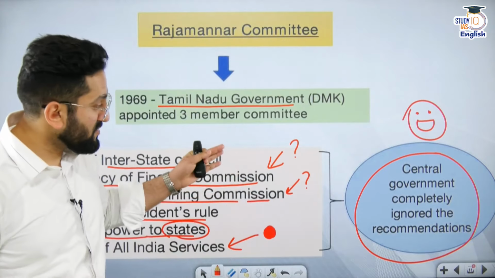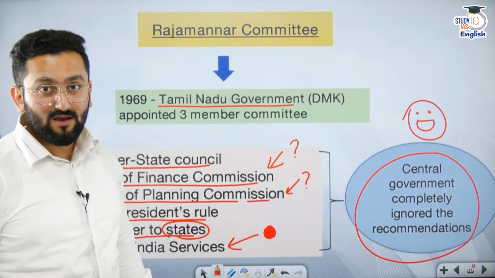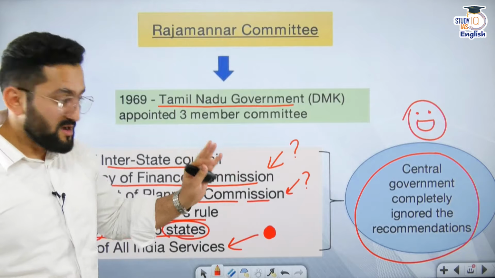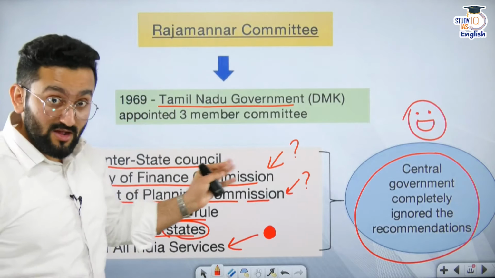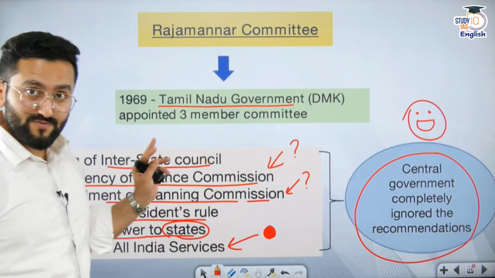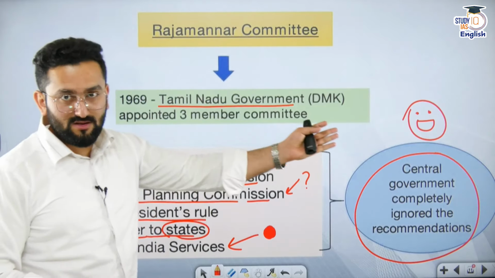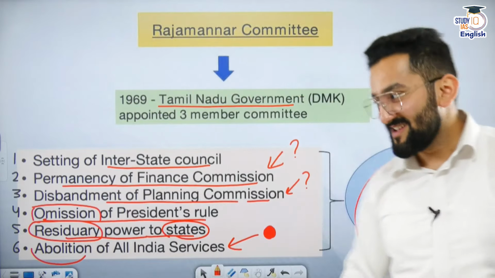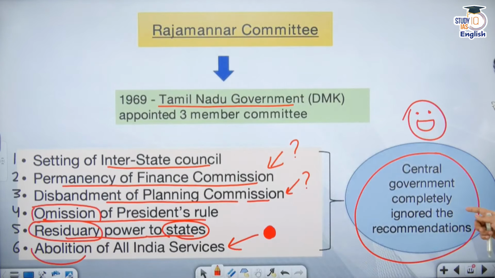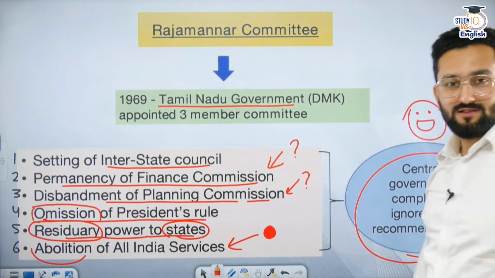Now see the quantum of change they were asking. Remove president rule, remove all India service, disband or just remove planning commission. So what did central government do? Central government smiled. Okay, let's see. So central government completely ignored the recommendations.